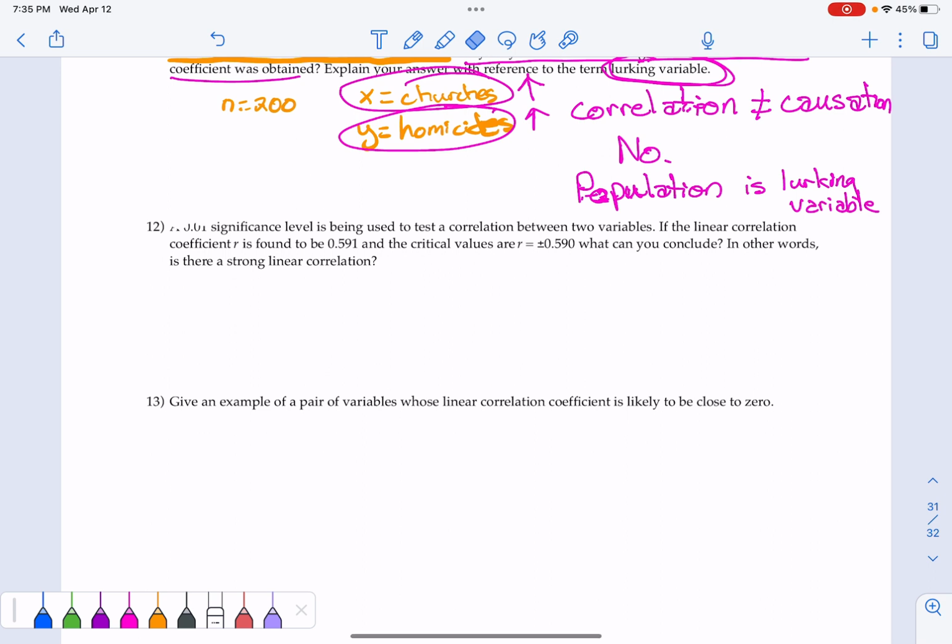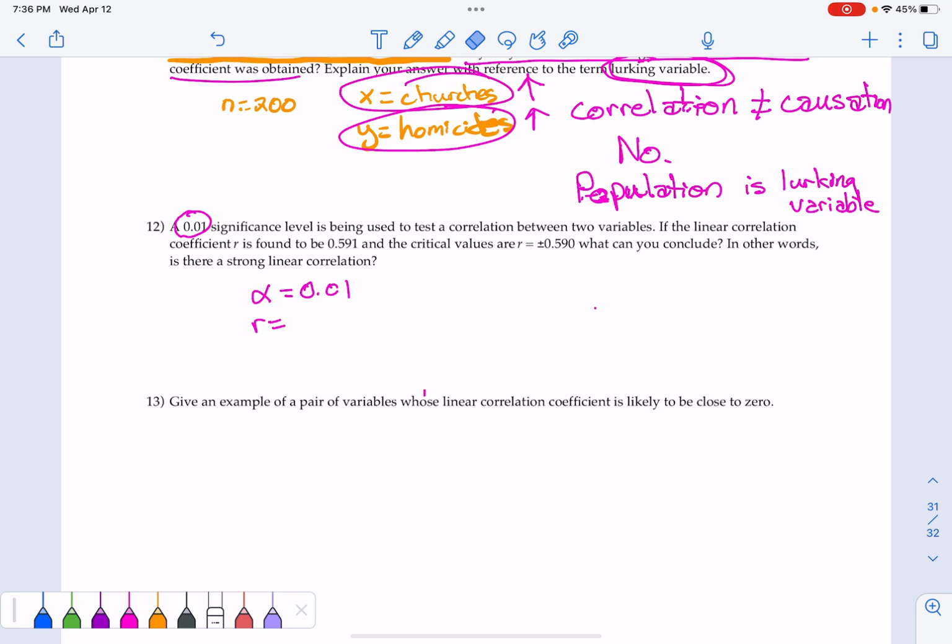So our alpha value, 0.01, that's our significance level, is being used to test a correlation between two variables. If the linear correlation coefficient r that we have found is 0.591, so that's from our data, okay? That was one of the formulas that we did in section 10.2, which I'm not going to make you do. That's why they give you the result of that.